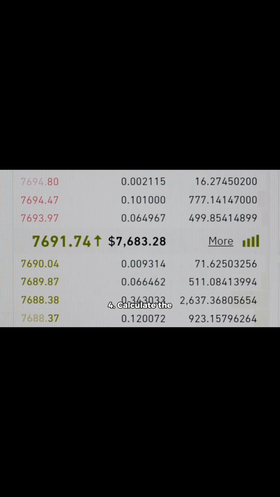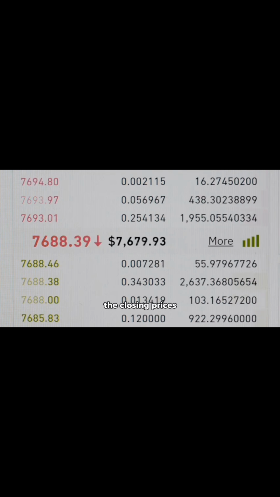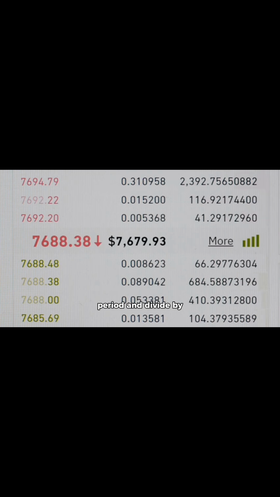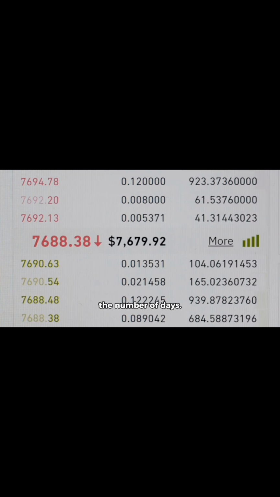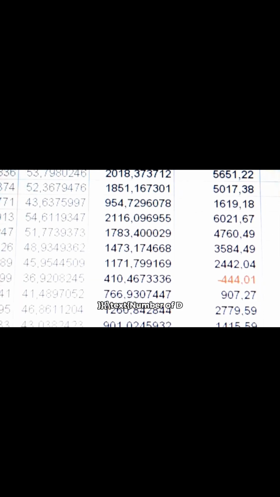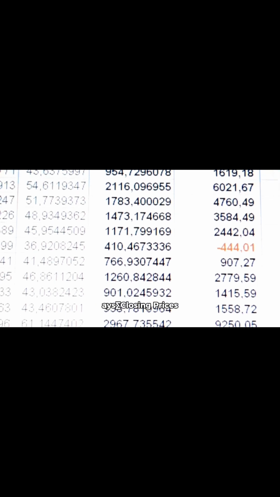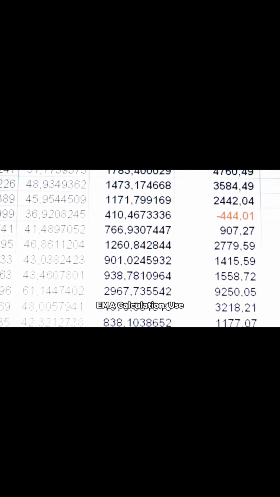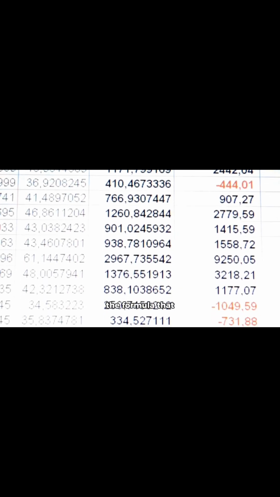4. Calculate the moving average. SMA calculation. Add up the closing prices over the selected period and divide by the number of days. SMA = (sum of closing prices) / (number of days). EMA calculation.